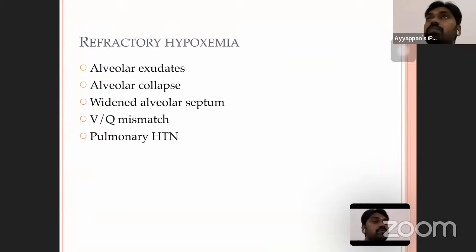Why is there refractory hypoxemia? As we saw in the picture, we have increased alveolar exudates, which prevent the gas exchange from happening. There is an alveolar collapse, which creates a shunt, because the perfused segments will not contribute to the gas exchange because the alveoli are collapsed. There is widened alveolar septum, as we saw, because of the increased interstitial fluid, and all of these lead to V/Q mismatch and pulmonary hypertension, and in turn these lead to refractory hypoxemia, which means even if you increase the FiO2, there won't be increase in saturation.